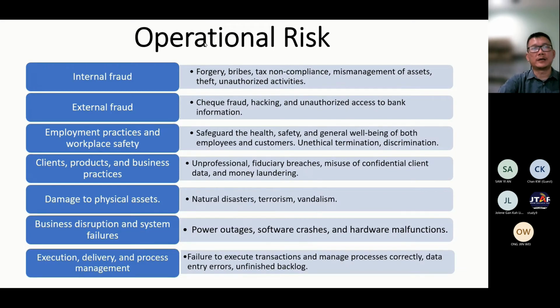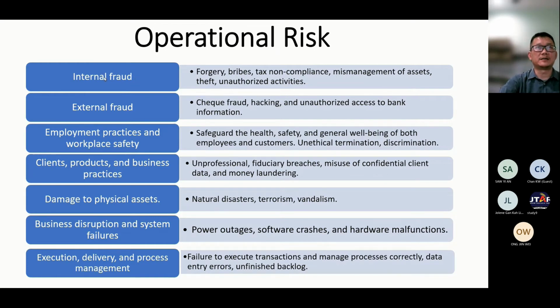So under Basel, they divided operational risk into 7 categories: 1, 2, 3, 4, which are internal fraud, external fraud, and so on. These 7 categories under Basel each have certain events that fall under them. So let's say, for example, the internal fraud.